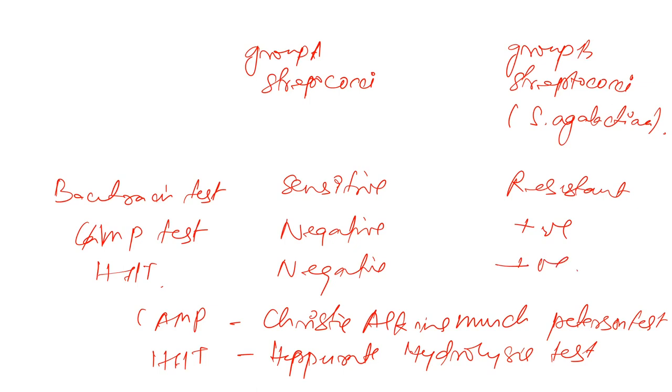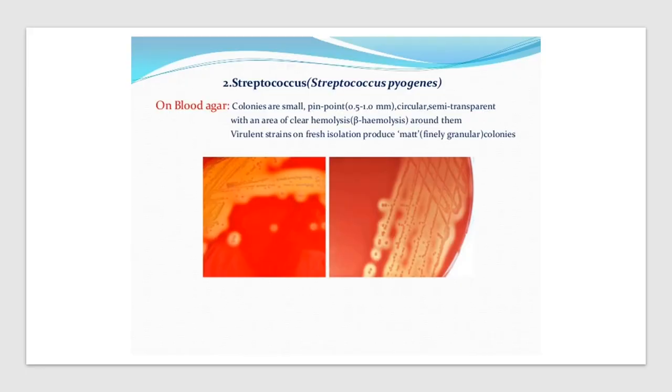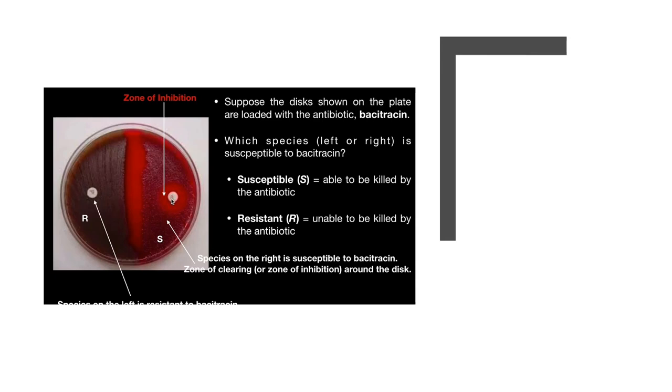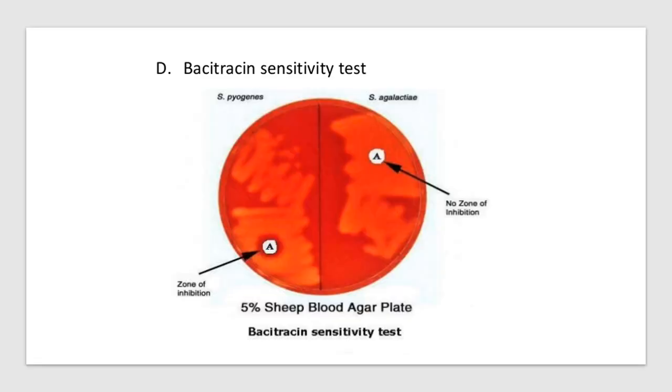Let's see what the bacitracin test is. Suppose the discs shown on the plate are loaded with the antibiotic bacitracin. Which species, left or right, is susceptible, that is able to be killed by the antibiotic? This area is the susceptible zone where the bacteria have died. Bacitracin sensitive is group A streptococci, and bacitracin resistant, where nothing happened, is group B streptococci. In another slide, no zone of inhibition means resistant, which is agalactiae, and where there is a zone of inhibition, that is Streptococcus pyogenes.